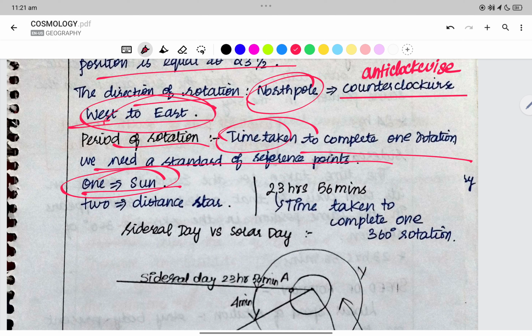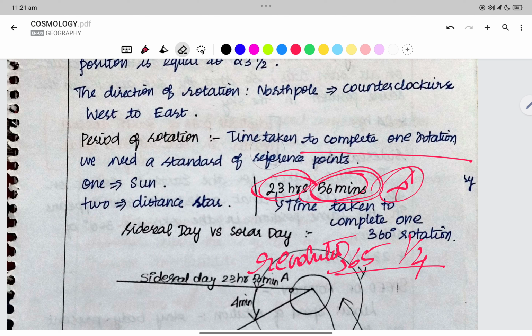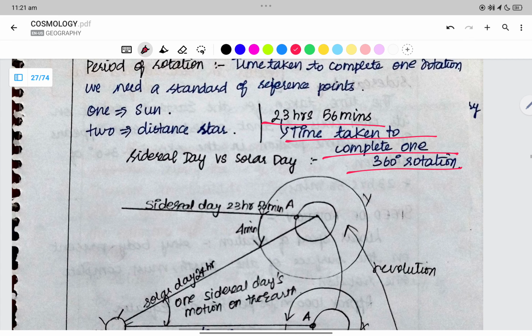1 is the Sun, 2 is the distant star. Right, 23 hours 56 minutes. You have to take 4. The time taken for revolution is 365 and 1 by 4 days. Now the same thing you can apply. For rotation alone you need to take 23 hours 56 minutes, the time taken to complete 360 degrees.